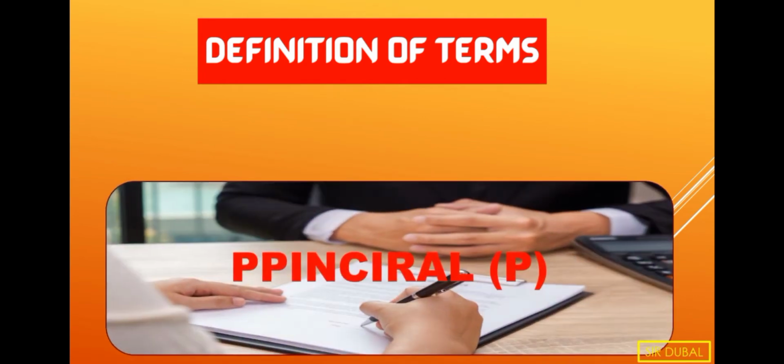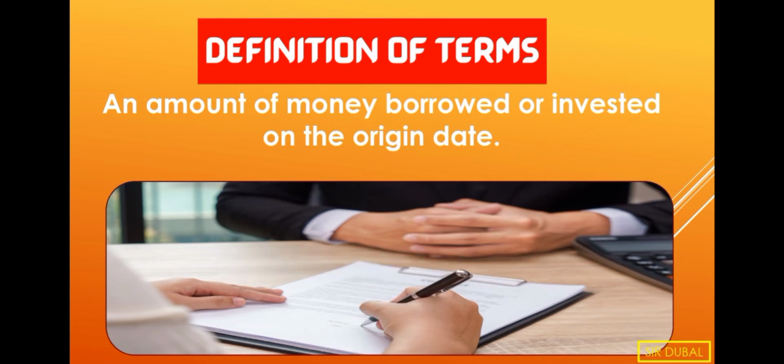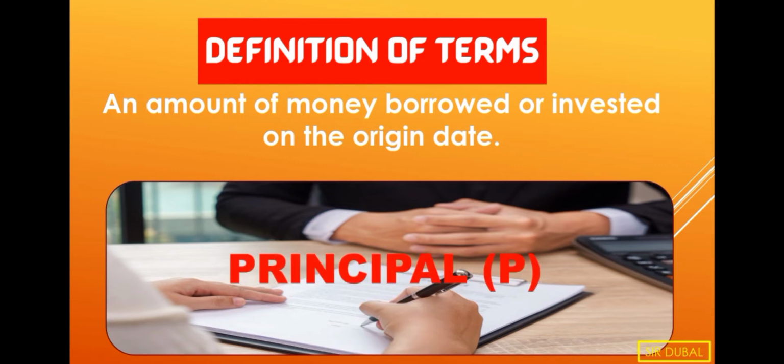Another scramble word, PPINCIREL. It is an amount of money borrowed or invested on the origin date. What do you think that be? The answer is principal.